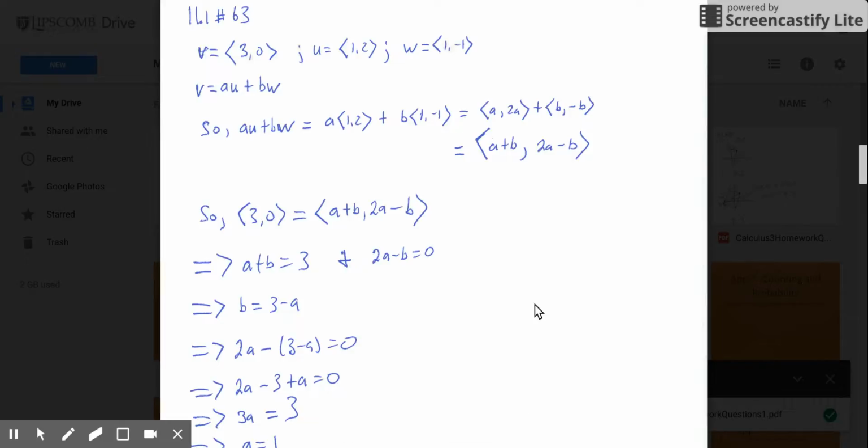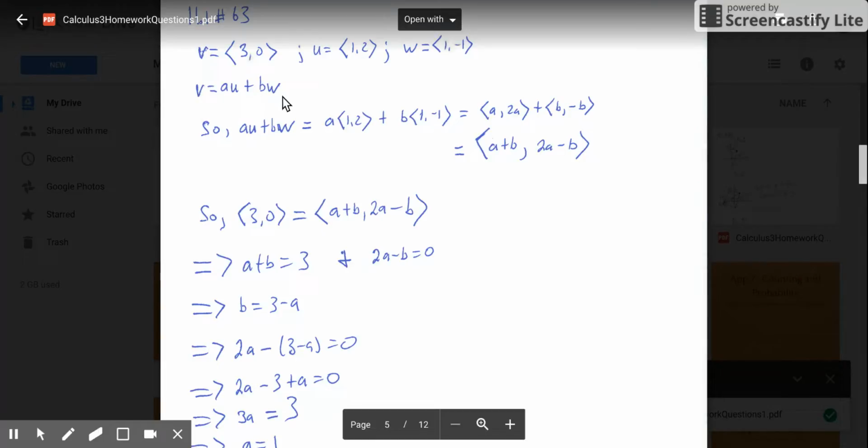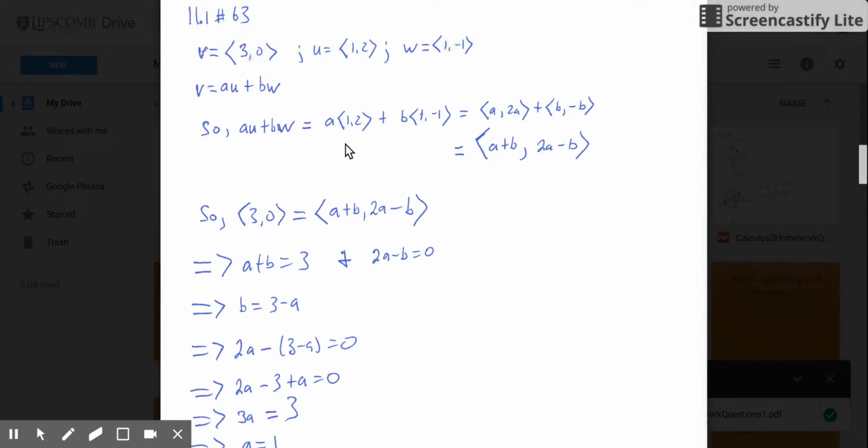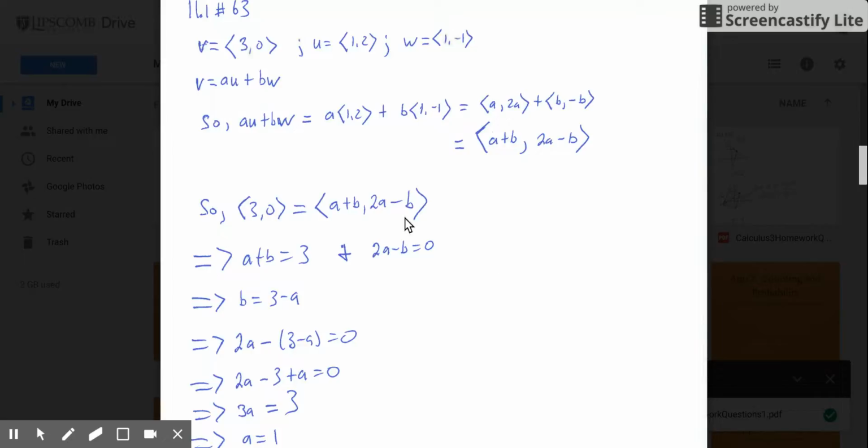All right, number 63. Here we are asked to find the values of a and b that satisfy v equals au plus bw. So au plus bw, we would calculate as (a plus b, 2a minus b). And we also know already that v is (3, 3, 0). So we have some correspondences here we can make, that a plus b should be equal to 3, and 2a minus b should be equal to 0. That's a system of equations that we can solve.